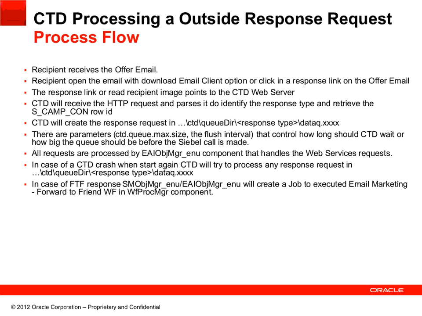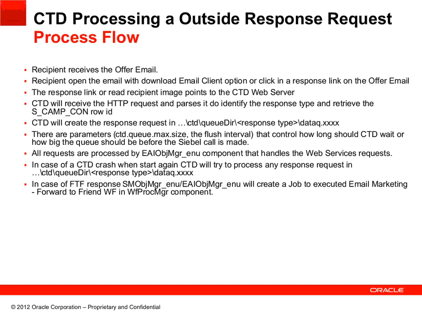Moving on to see how CTD works. Whenever a recipient receives an offer email, and if he does anything like any clicks on the email, the response link or the read receipt image will point to the CTD web server, and CTD will receive the HTTP request and parse it to identify the response type, and it also retrieves the SCAMCON row ID, that is the row ID of the particular contact or prospect from which this response has been received, that is the recipient.